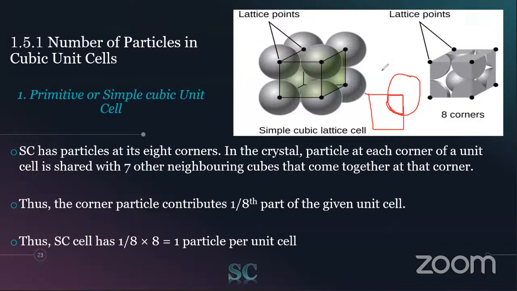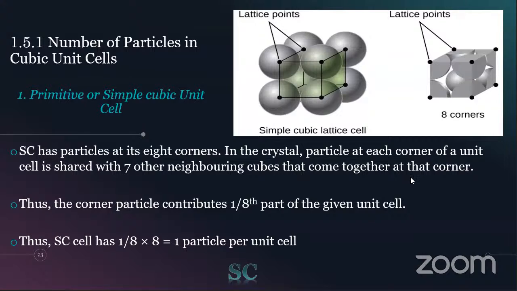The unit cell is getting only 1/8 of the atom. From the 8 corners of the cube we get 1/8 into 8, which is only 1 particle per unit cell in a simple cubic unit cell. It is not 8 atoms. Please remember this point. These are not 8 different atoms, although they are present, but they are shared by 8 different unit cells. Therefore, in all, only 1 particle is present per unit cell.